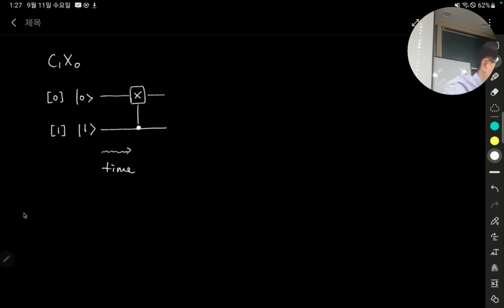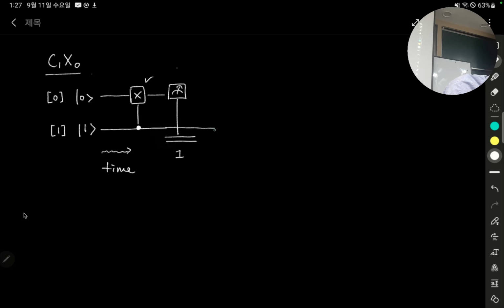Now, it activates this X gate on the qubit 0. Sorry, I was right. That's right, the C1X0. Therefore, it acts X gate on the qubit 0, right? So after this point, if you measure the qubit 0, what will be the outcome is not 0, but 1. So you can measure any of this qubit state.